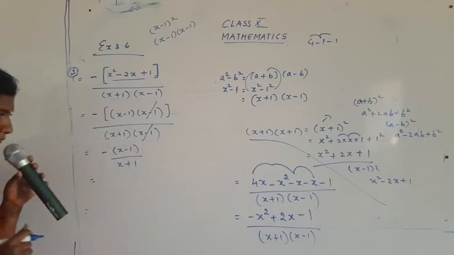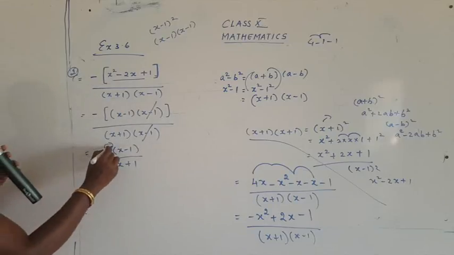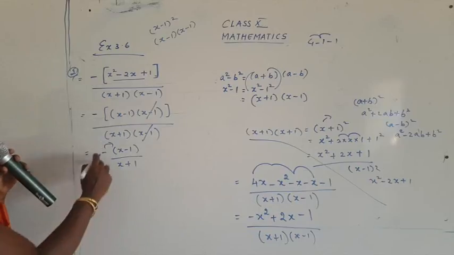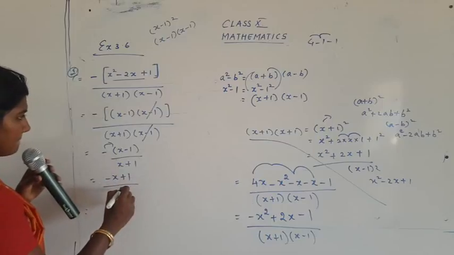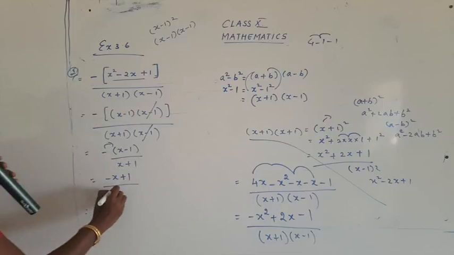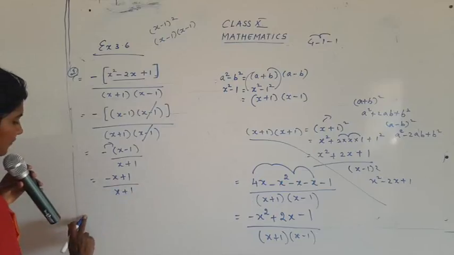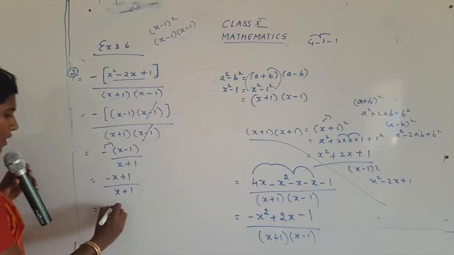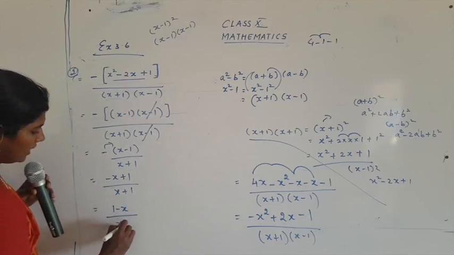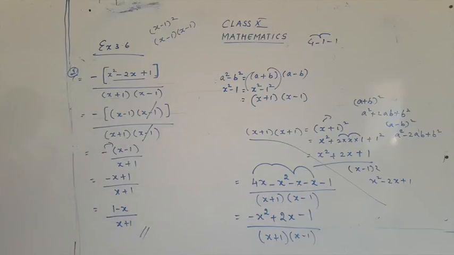Now I'm going to insert the negative sign. I'm just going to open the bracket. So what I get is minus x plus 1 upon x plus 1. I have already told you not to keep the negative term as the first term. So just interchange it. I get 1 minus x upon x plus 1. So the required answer is 1 minus x upon x plus 1. The sum is a lengthy sum, so do the sum properly.